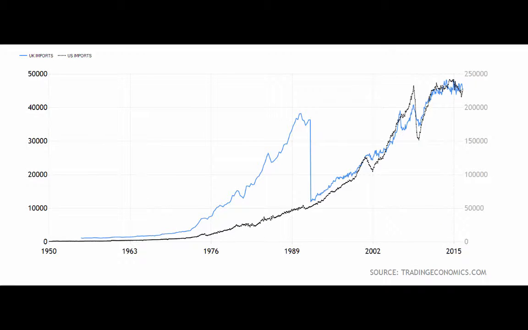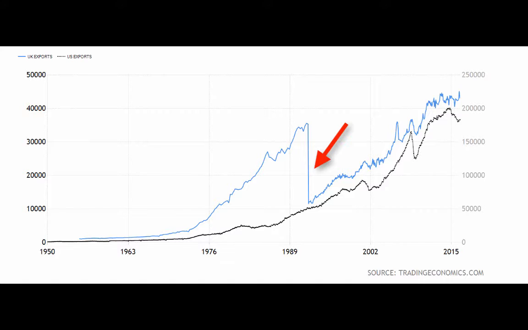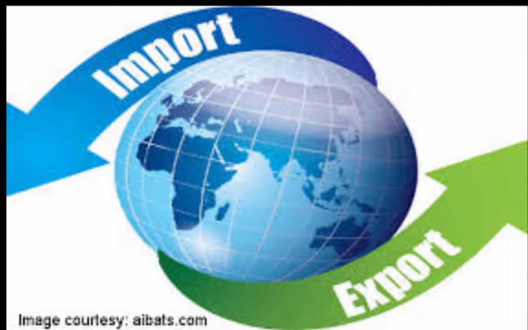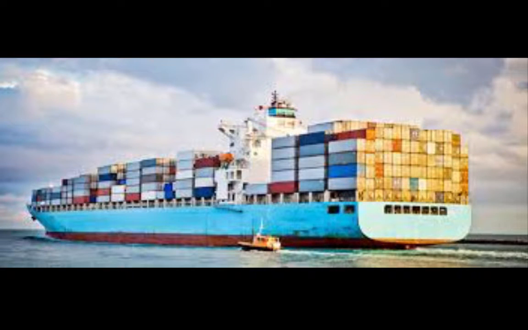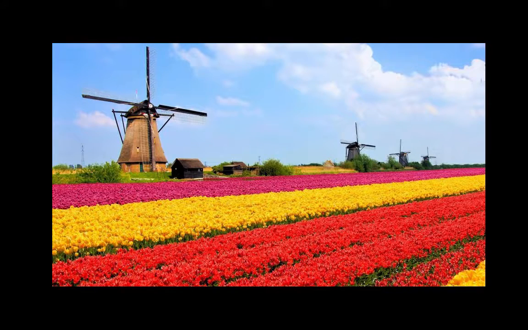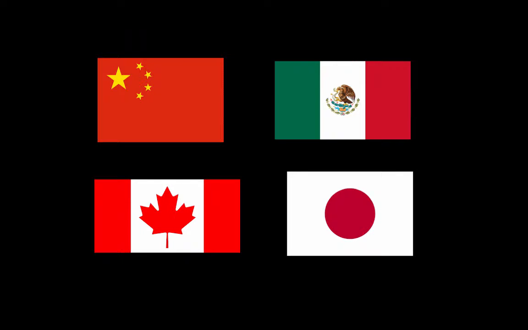The imports and exports valued in U.S. dollars trend similarly over time with the exception of 1992. The UK sees a significant drop in imports and exports during this time. The total imports total $617 billion. The main import partners with the United Kingdom are Germany, China, the United States, and Netherlands. Whereas for the United States, it is China, Mexico, Canada, and Japan.